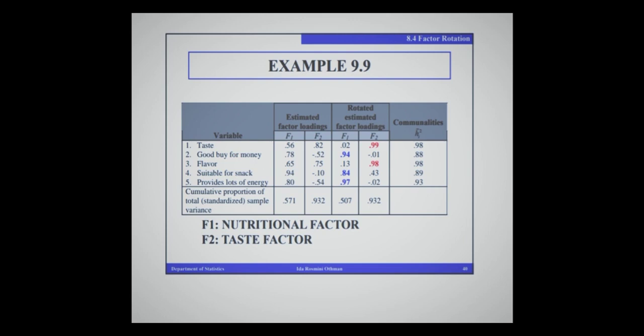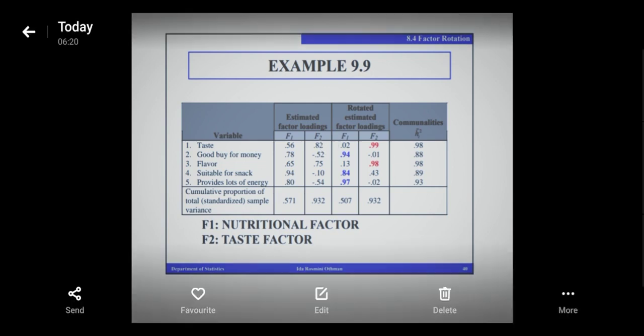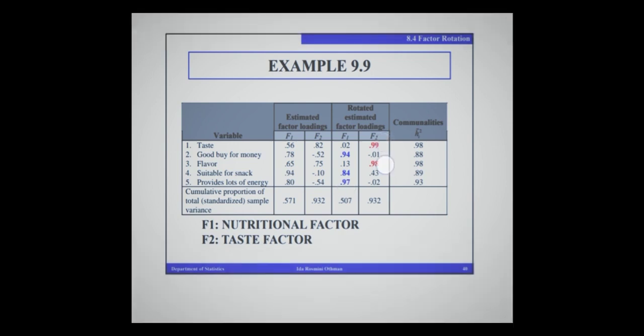Okay, the next example, it is the same thing I want to explain. Example 9.9, page 508. If we use the estimated factor loading here, 0.78, 0.9, 0.8 is okay here, but here 0.82, 0.75. But if we use the rotated factor loading, it's more clear, right? 0.9, 0.8, 0.7, 0.99, 0.89.